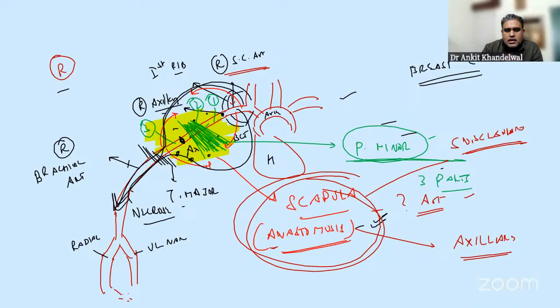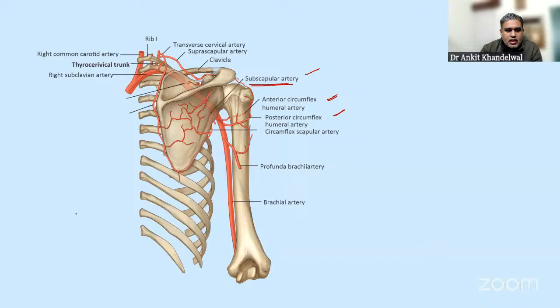So if there is a problem in the axilla, the upper limb should still get its blood supply. That is why we have anastomosis. In this image, you are seeing a few of the anastomoses. Let me highlight the anastomosis.